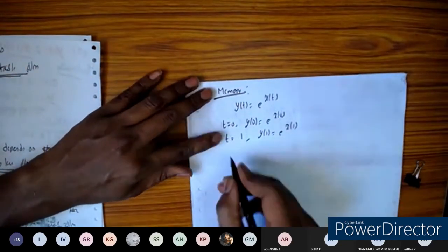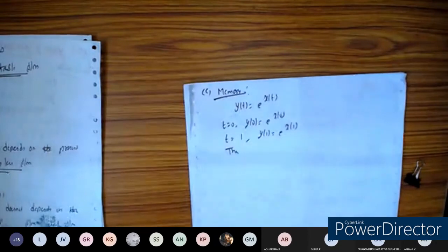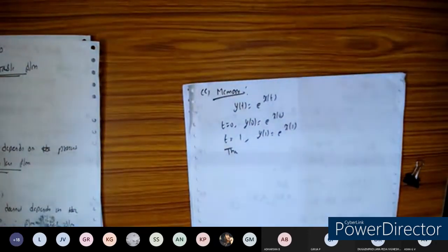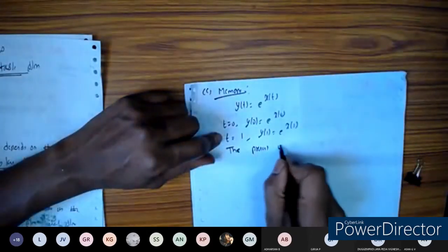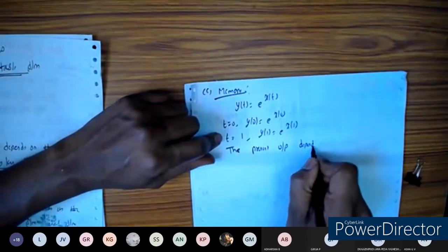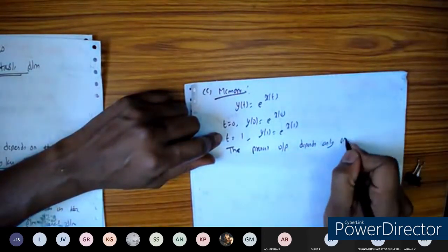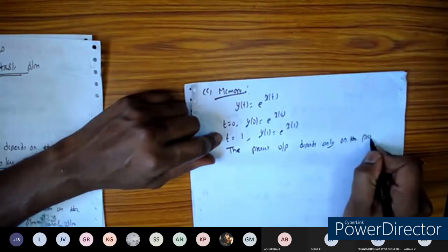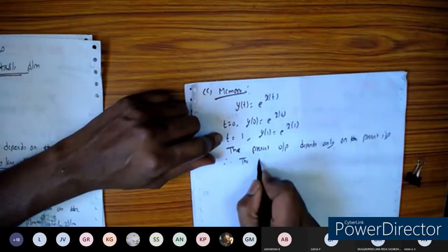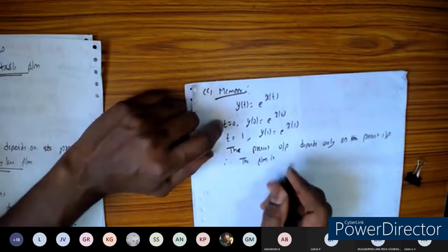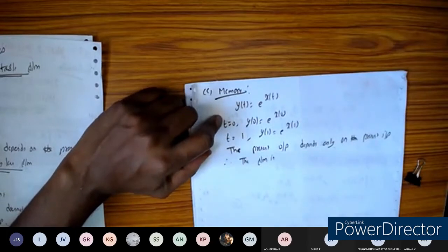What we can say is the present output depends only on the present input. Therefore, the system is a memoryless system here.